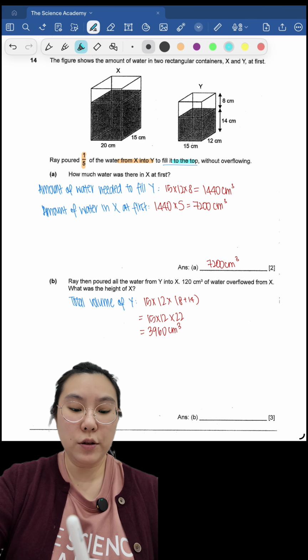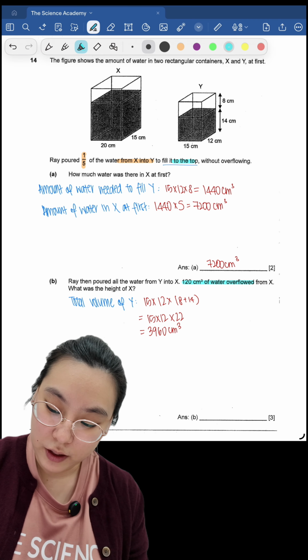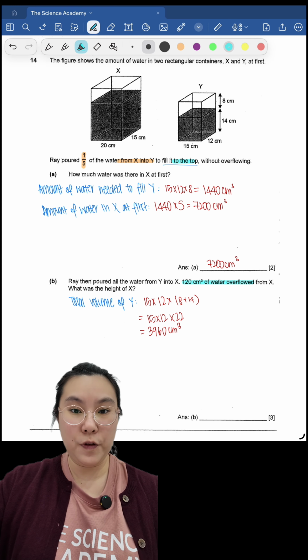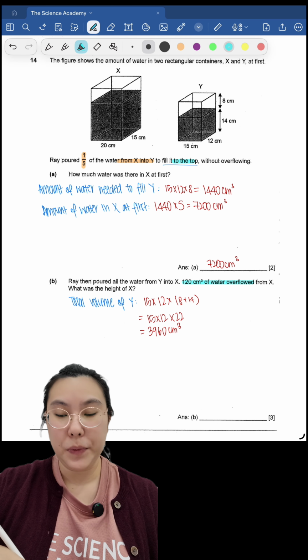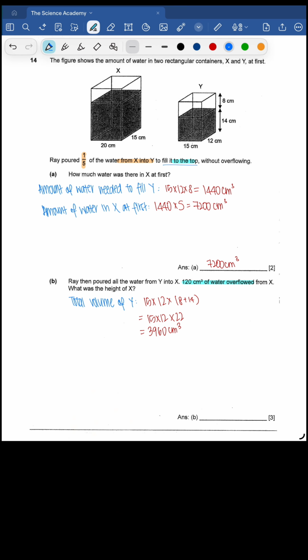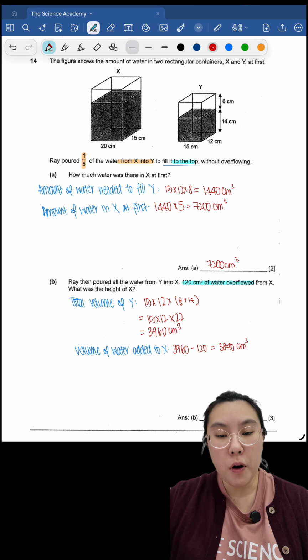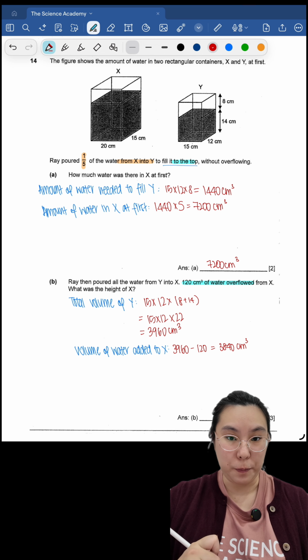Next, students need to understand that water overflowed, which means that not all the water could fit into the empty space above X. So let's then consider how much water could X contain. So this is the amount of water that was poured into X and did not overflow.